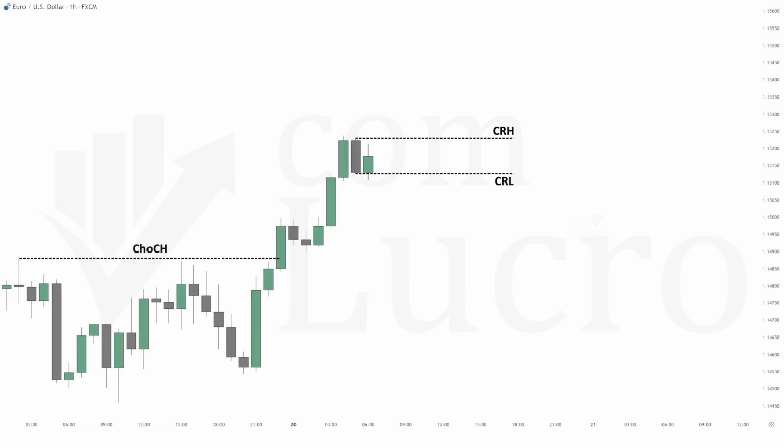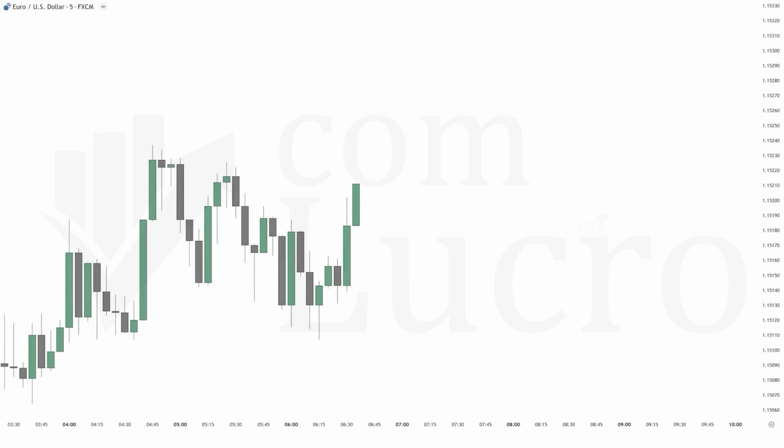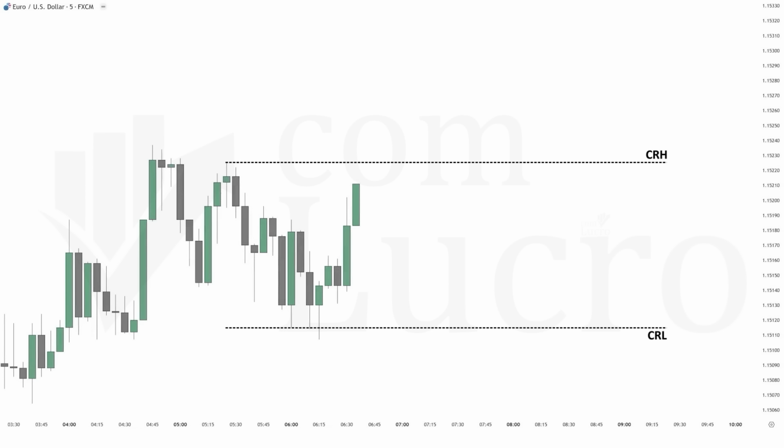To refine the entry, let's zoom into the 5-minute chart and plan our execution. On the 5-minute chart, we can see much more structural detail. This last impulsive move swept liquidity below the CRL and then closed back inside the range, creating the setup we were waiting for. Now, all we need is to locate a bullish fair value gap that formed right after the sweep to use as our entry zone.